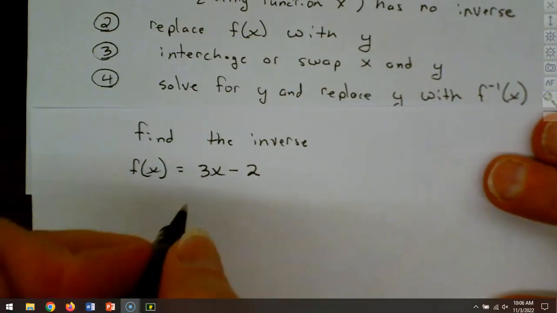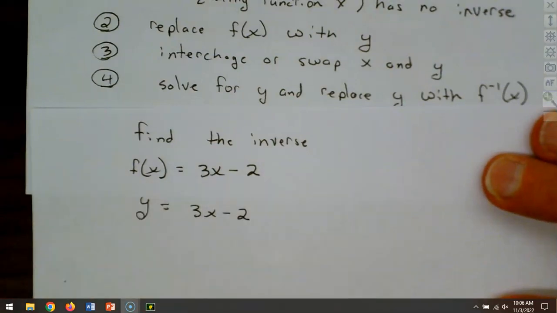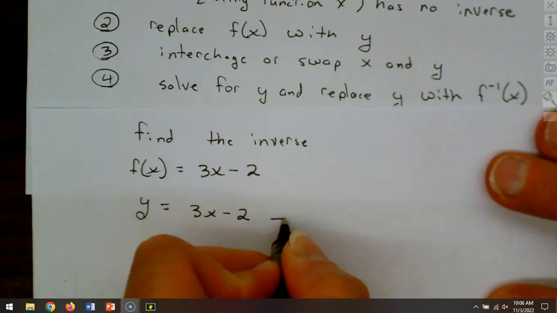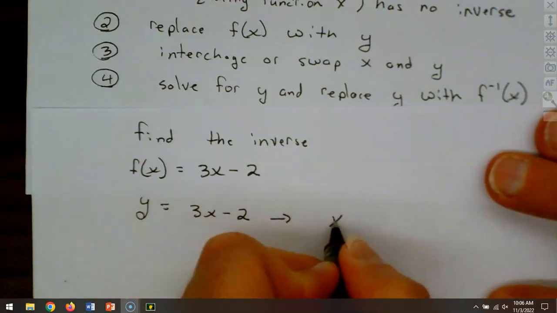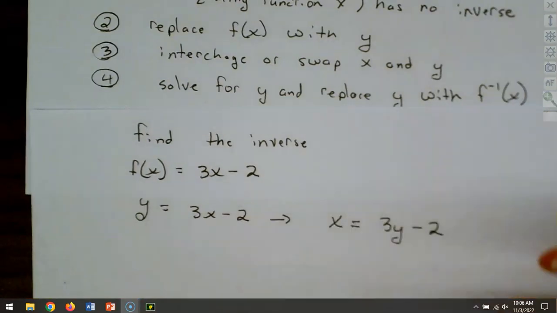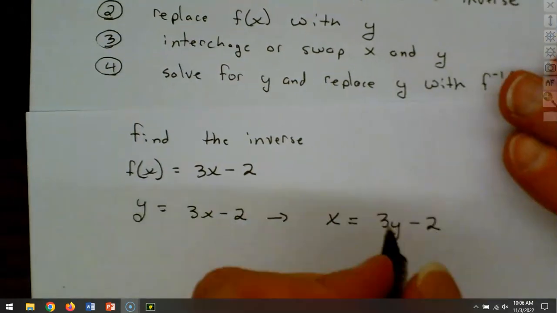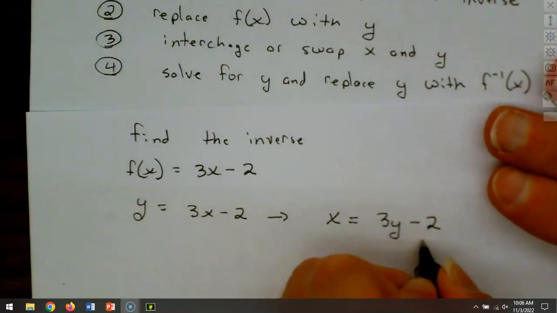Then we replace f of x with y. So we did that, and now we switch or interchange the x and the y. So now it becomes x equals 3y minus 2. So you switch or interchange the x and the y. And now to find our inverse, we solve it for y. So we're going to go ahead now and quickly solve this for y.